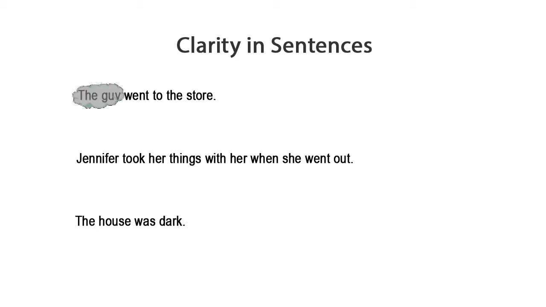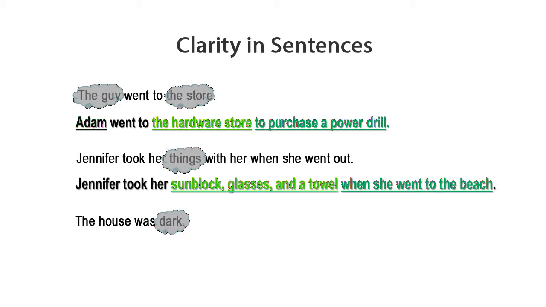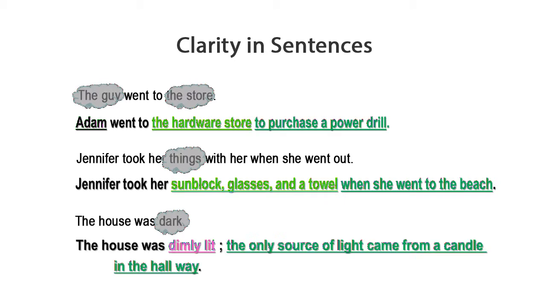The words the guy, the store, things, and dark can be much more precise. How? Let's look at how to make the sentences livelier. I hope you can see that the sentences are much better than the previous ones. By simply changing vague words to more precise ones and adding some more specific details, the writer helped create a clearer image of something or someone that he or she was trying to describe in the audience's mind.